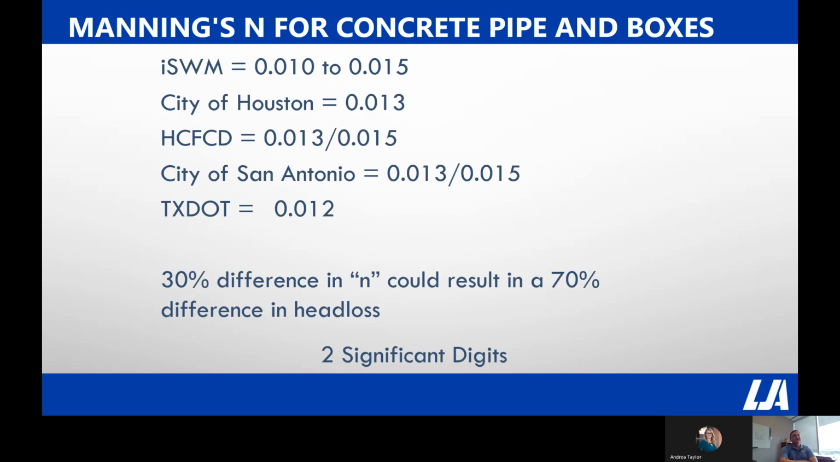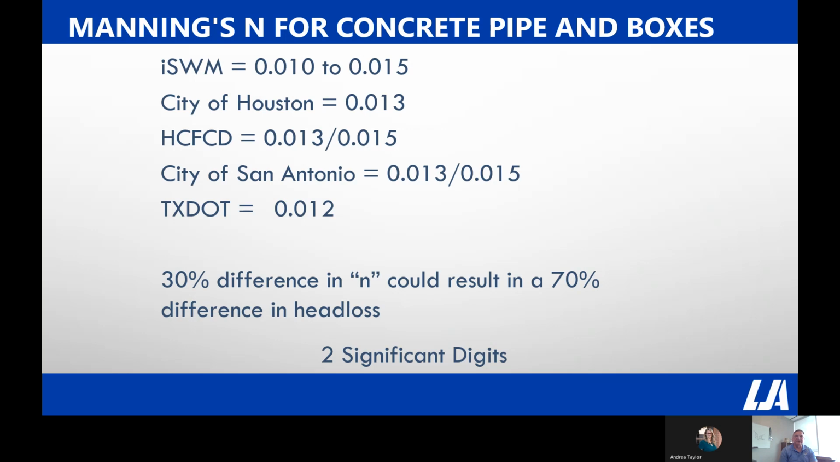Okay. So on to the inputs that we use for our hydrologic and hydraulic modeling. If you look at the variations for Manning's N for concrete pipe, you would think that would be universal and consistent across the state of Texas, and it is not. Whether in the North Central Texas Council of Governments with ISWIM or TxDOT, we have variations that a difference of 30% within these Manning's N's could result in a 70% difference in head loss. That's the difference that's going to be greater than 1/100th of a foot, which is the standard that we're held to in order to determine whether or not we have an impact.